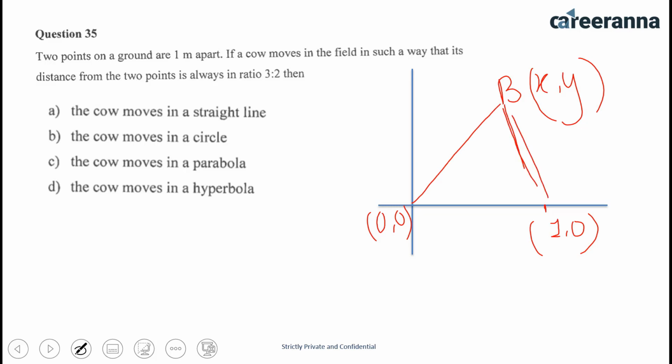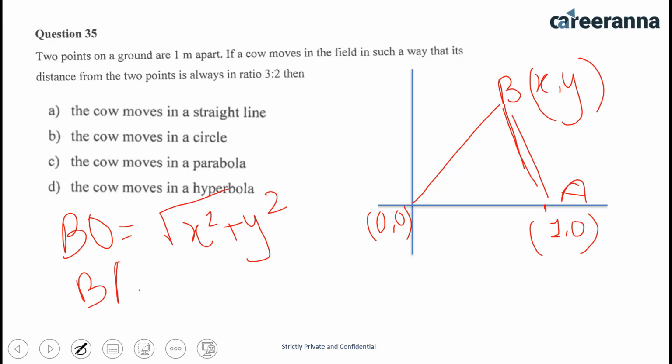So first let's find the distance BO. So BO is the square root of (x2 minus x1) whole square plus (y2 minus y1) whole square. So I can directly rewrite it as the square root of x square plus y square. Normal distance formula. Let's take this point as A. If I talk about this BA, so this will become x2 minus x1.